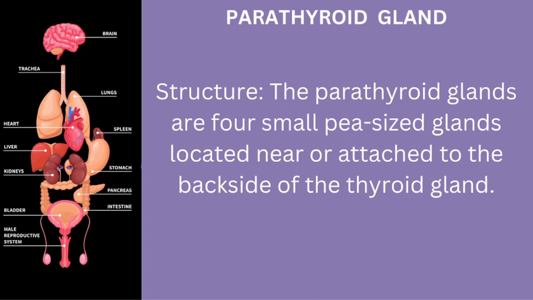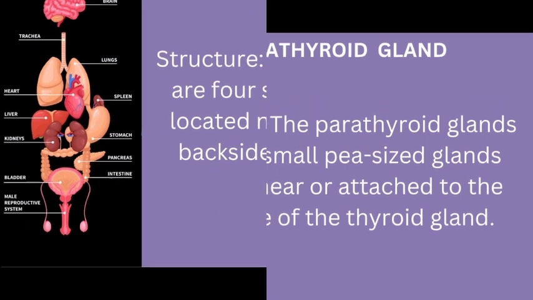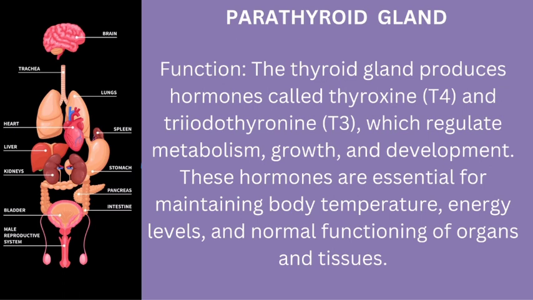Third is parathyroid gland. Structure. The parathyroid glands are four small pea-sized glands located near or attached to the backside of the thyroid gland. Function of parathyroid gland. The thyroid gland produces hormones called thyroxine (T4) and triiodothyronine (T3), which regulate metabolism, growth, and development. These hormones are essential for maintaining body temperature, energy levels, and normal functioning of organs and tissues.